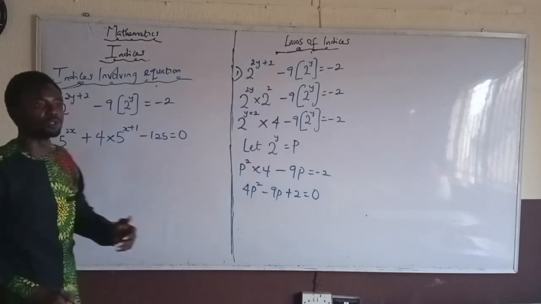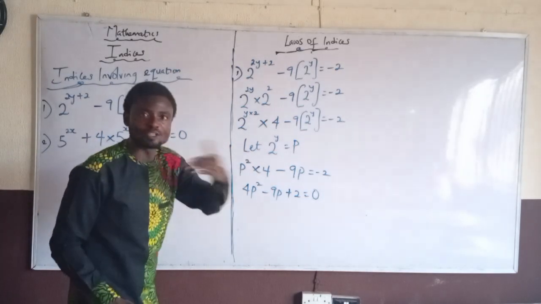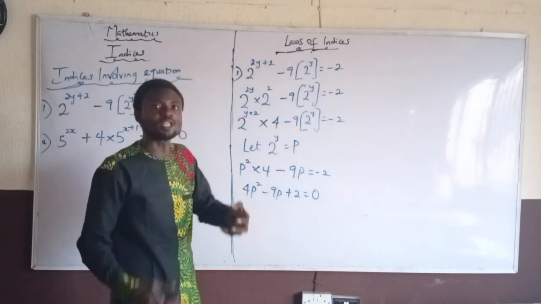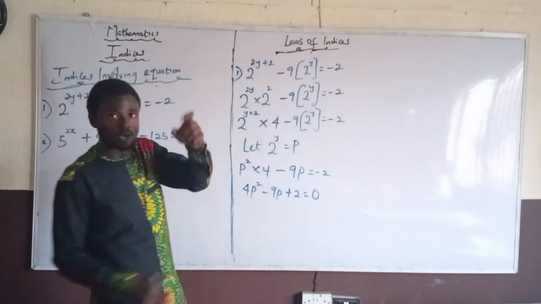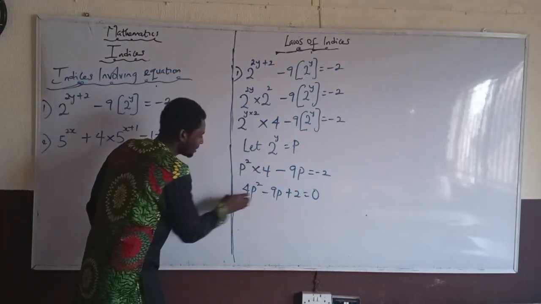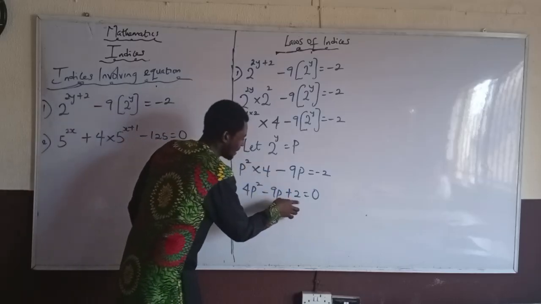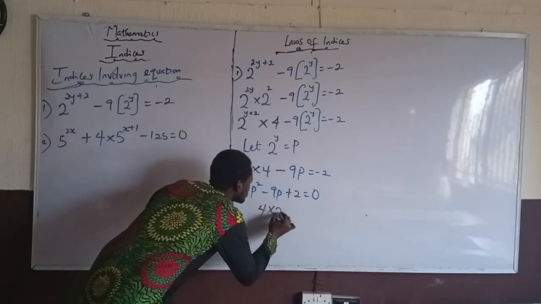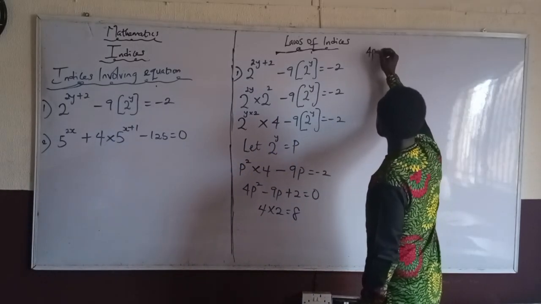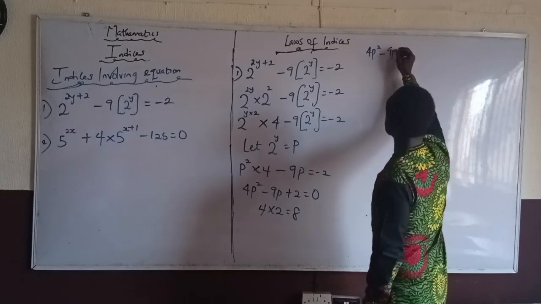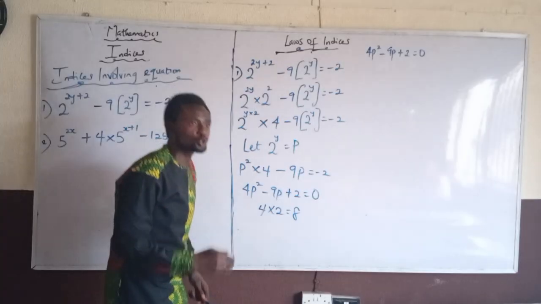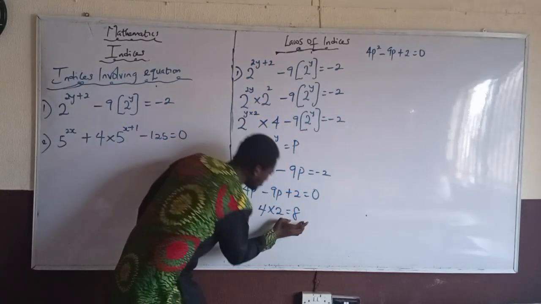Now, for quadratic equation, I want to factorize. The first thing I do is multiply my a by c. The equation of quadratic is ax squared plus bx plus c, which means the coefficient of my square is my a, and this is my c. So here becomes 4 times 2, which is 8. So I come here, I have 4p squared minus 9p plus 2 equals 0. Now I will look for 2 numbers such that when I multiply them together, it gives me 8.